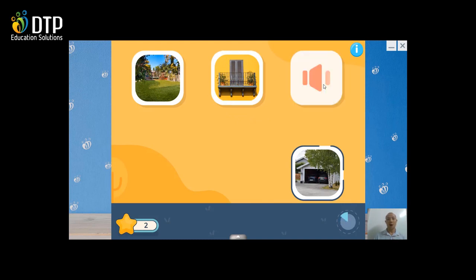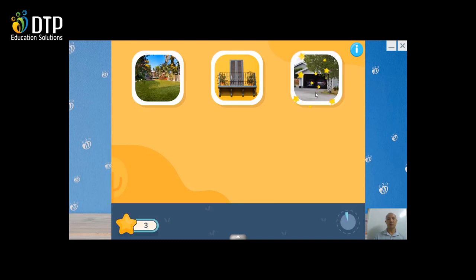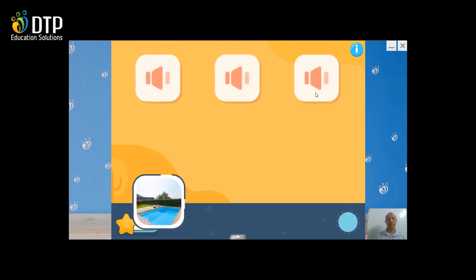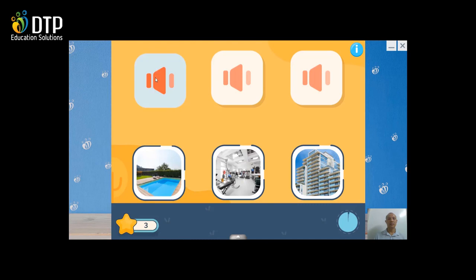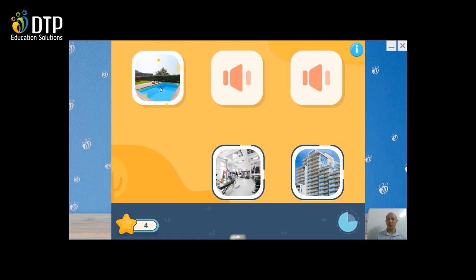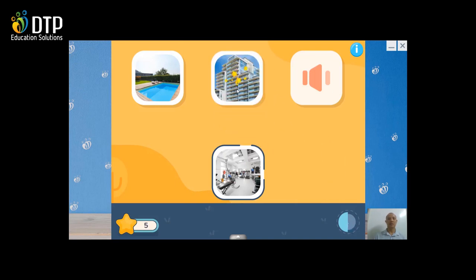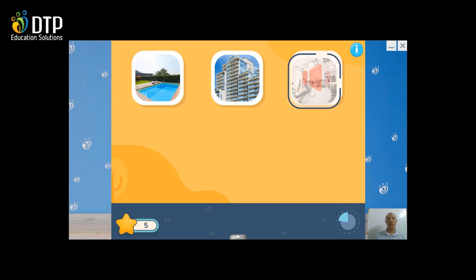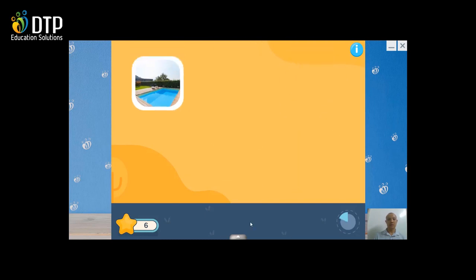Garage. It is not the last one. Pool. Which pictures is the pool? This one? Correct. Apartment. Which one is an apartment? This one? That's right. Correct. Gym. Absolutely the last one.